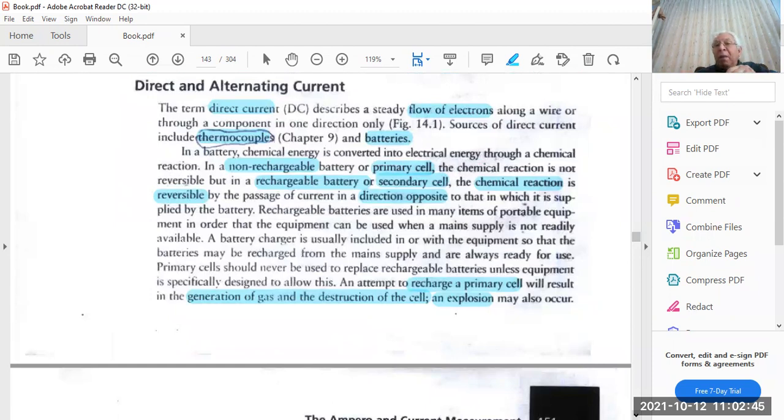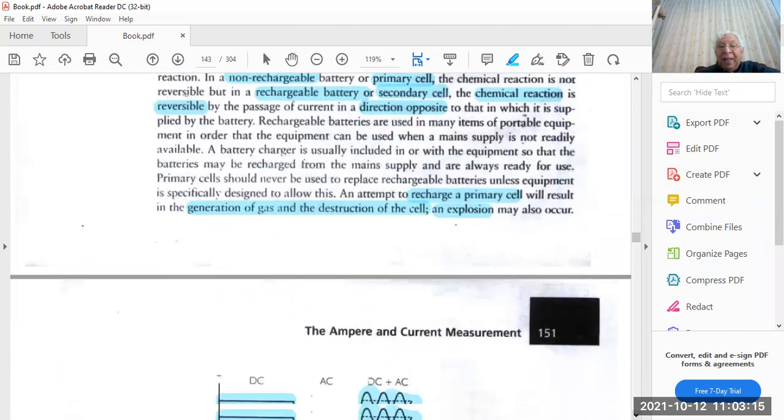We have, of course, rechargeable batteries, which we call secondary cells, in which we can recharge the battery by shifting the direction of the current. On the other hand, the primary cell battery is a battery which cannot be charged. If they are charged accidentally, they can be a source of explosion and heat.